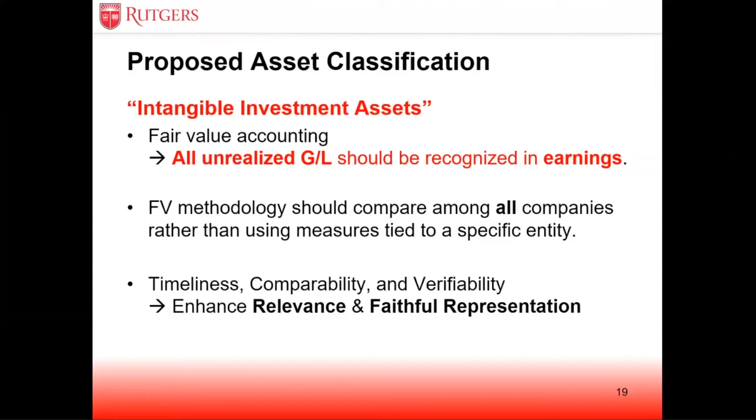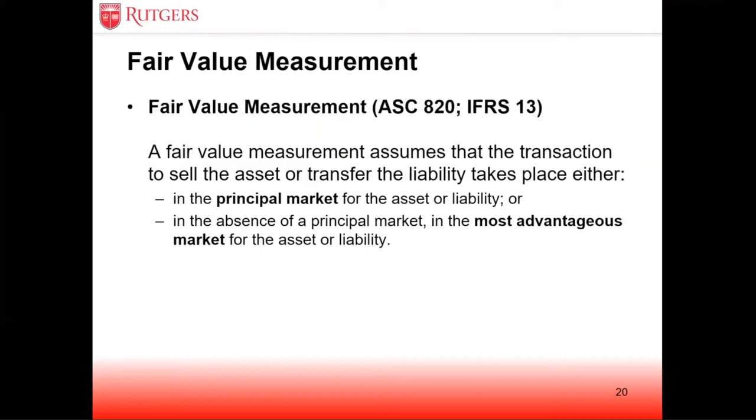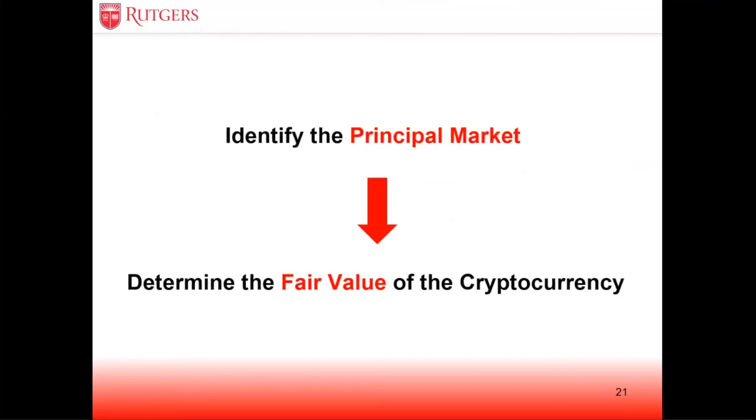About the second part, the fair value measurement methodology. This methodology tightly follows the accounting regulation about fair value measurement under ASC 820 or IFRS 13. By definition, a fair value measurement assumes that the transaction to sell the asset or transfer the liability takes place either in the principal market or the most advantageous market. So in our methodology, the first task is to identify the principal market for the specific cryptocurrency pair, and then determine the fair value for this specific cryptocurrency pair at this specific moment.